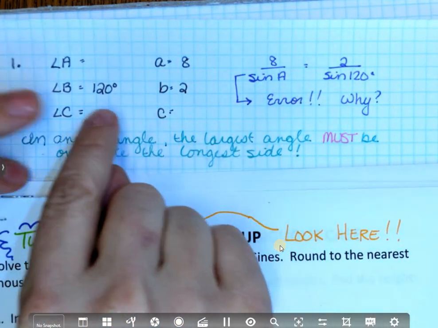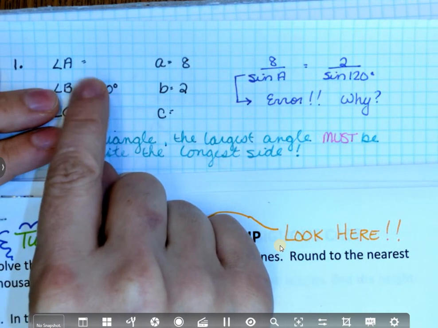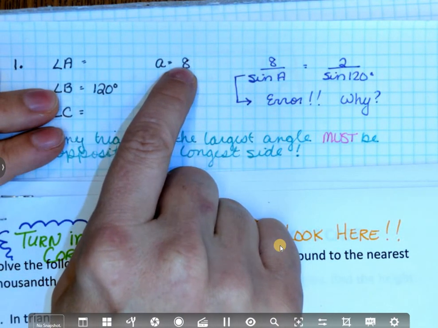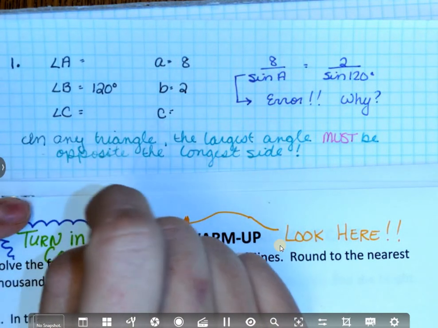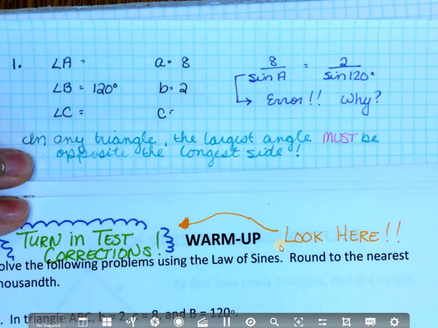And the reason why is this is my largest angle. It's not possible to have more than one obtuse angle in any triangle. And so that means this has to be my biggest side. But it's clearly not. So that puts a huge problem in everything that we're going through. So that automatically means that you have no triangle. And you're going to have problems like that.